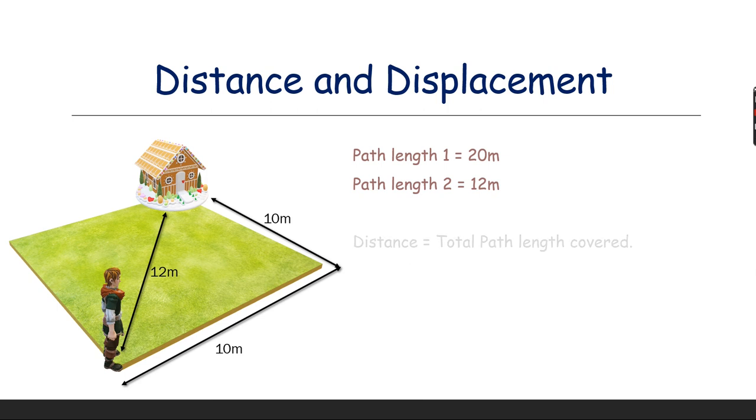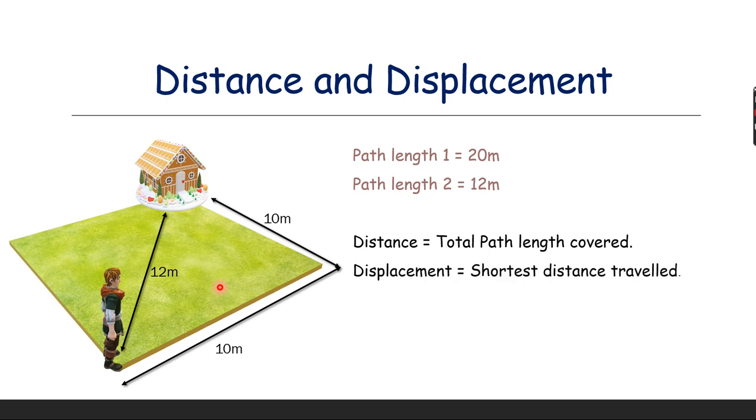So what is distance? Distance is nothing but total path length covered, or the total path length traveled by a person or an object. Okay, so what is displacement then? Displacement is nothing but the shortest distance traveled. Everything here I mentioned is distance. But what is displacement here? The shortest distance traveled. So the shortest distance traveled is nothing but 12 meters. Right? So this is the displacement. So distance is the total path length covered and displacement is the shortest distance traveled.